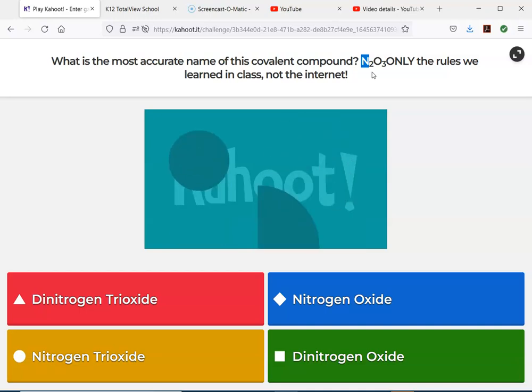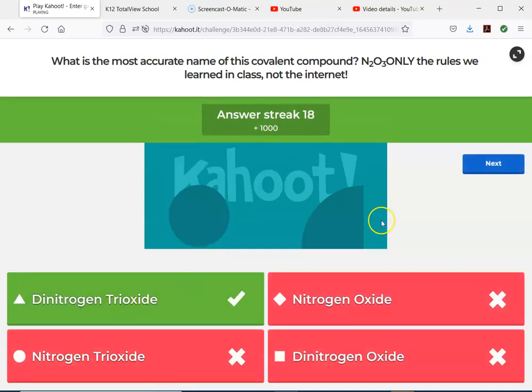So dinitrogen. That means blue and yellow are wrong. Dinitrogen is what we start with. Could be red or could be green. Then the capital O is oxygen. We have to use the prefix tri and change the ending of oxygen to IDE. So dinitrogen trioxide is red.